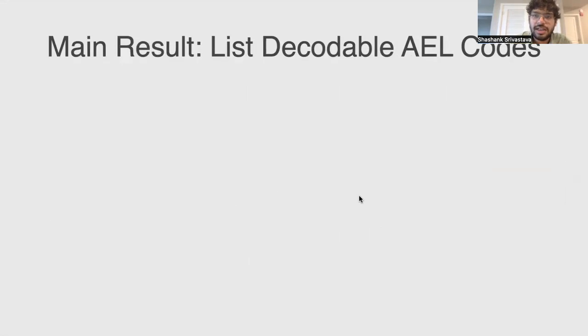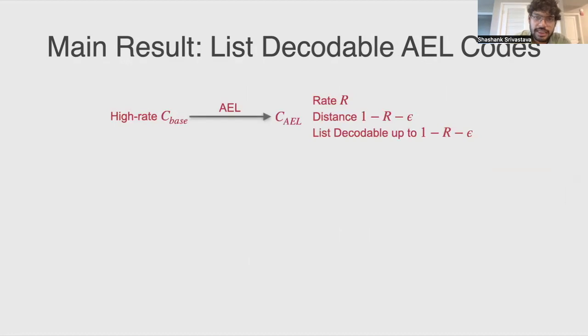Our main result is that AEL codes can, in many ways, match the performance of these codes. But again, as before, they tend to be more flexible. So we start from any base code that has rate close to 1, and we can convert it into a rate r, distance 1 minus r minus epsilon code. But not only does it have optimal rate distance trade-off, it is also list decodable up to 1 minus r minus epsilon for any epsilon greater than 0.